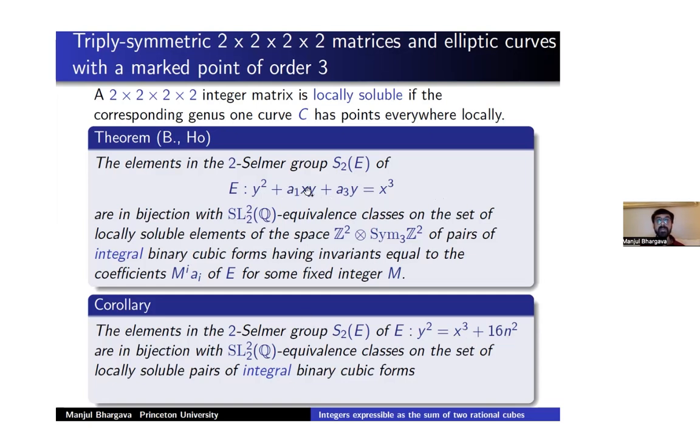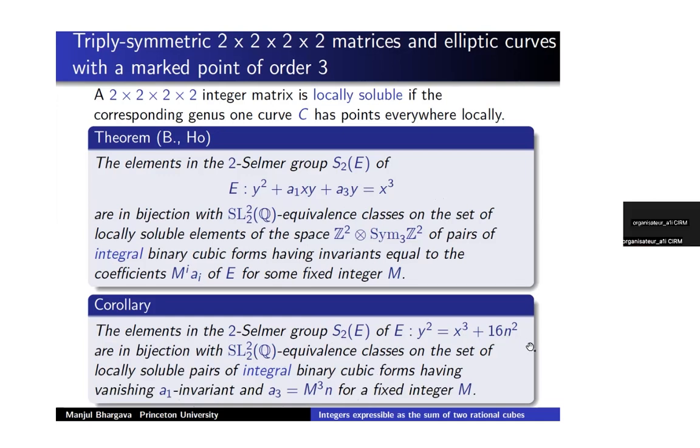And so if you restrict to A1 equals 0, you get the corollary that the elements in the two Selmer group S2 of E of the family y squared equals x cubed plus 16 n squared are in bijection with SL2Q squared equivalence classes on the set of locally soluble pairs of integral binary cubic forms having vanishing A1 invariant, right? We want this to vanish, and A3 agreeing with n up to a fixed integer. The A3 invariant agreeing with n.